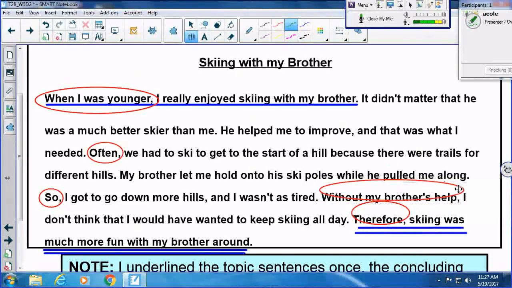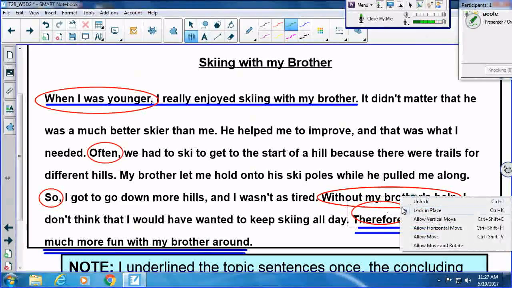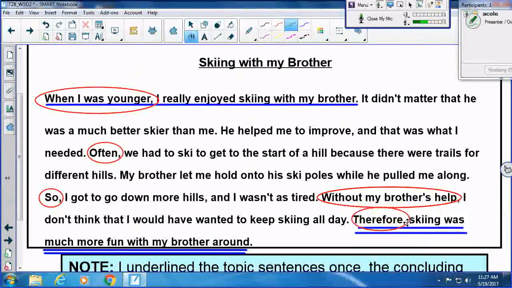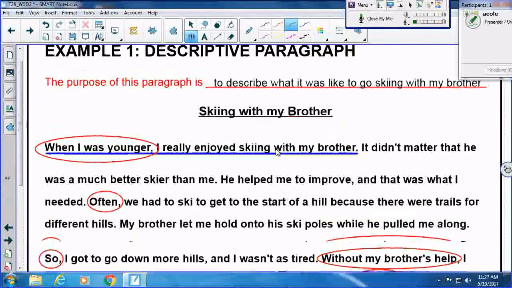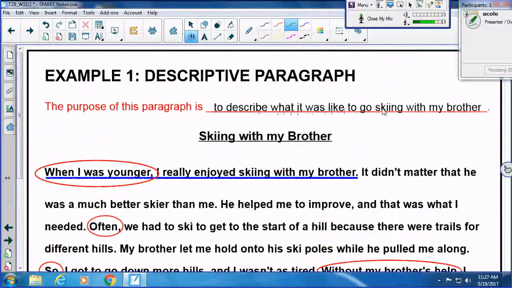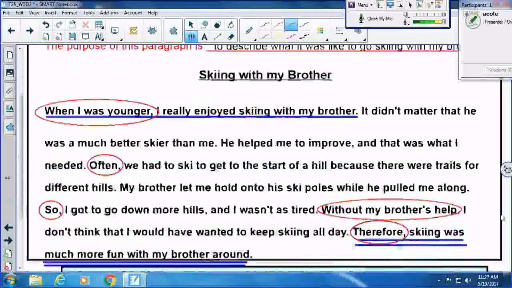So you can see that I have a very clear main idea, right? When I was younger, I really enjoyed skiing with my brother. So that's my topic sentence that lets people know this paragraph is going to be all about the fact that I really enjoyed skiing with my brother, right? So I'm describing what it was like to go skiing with my brother. So you can see how the purpose for writing matches with your topic sentence and also with your concluding sentence.